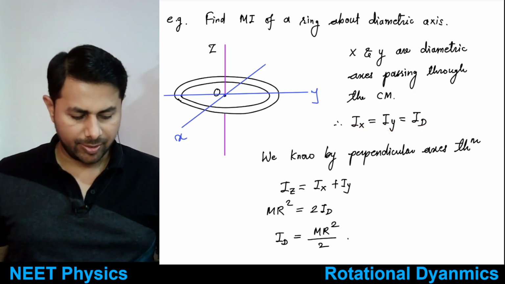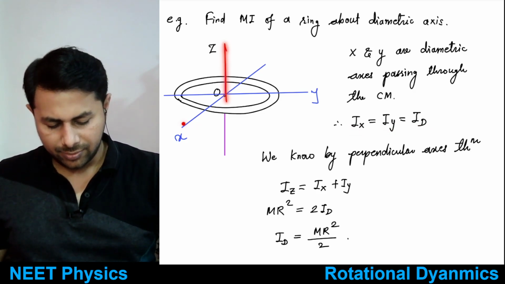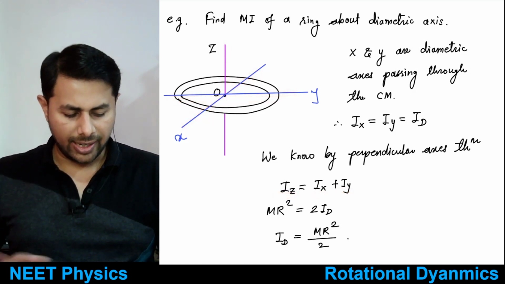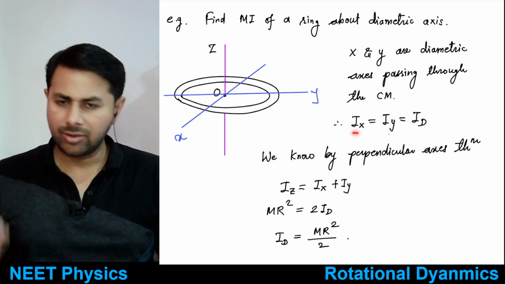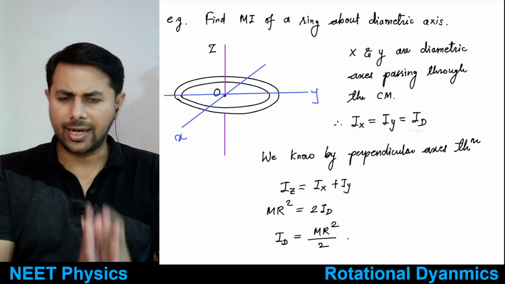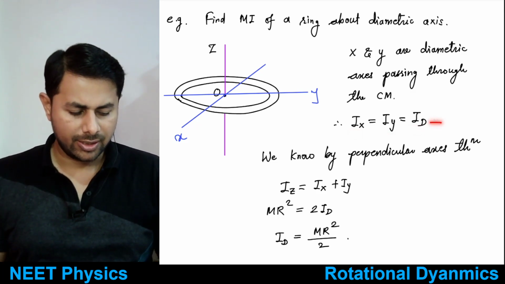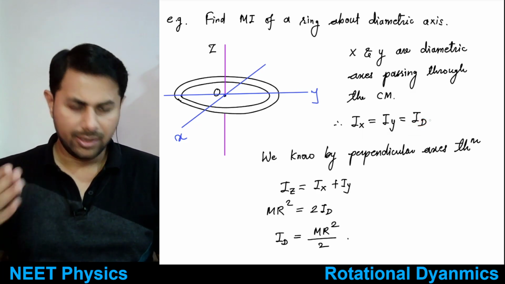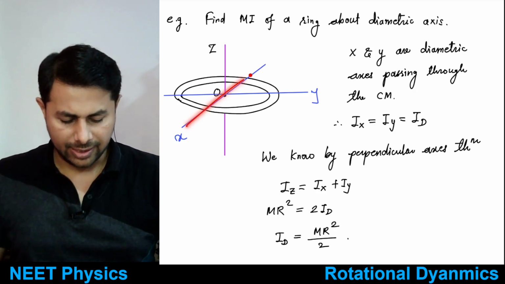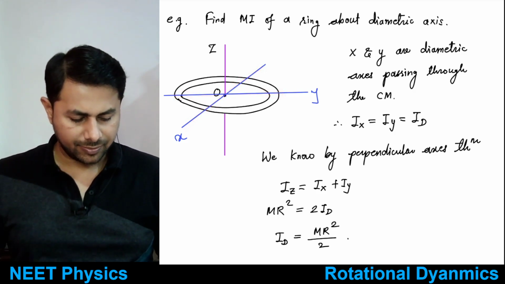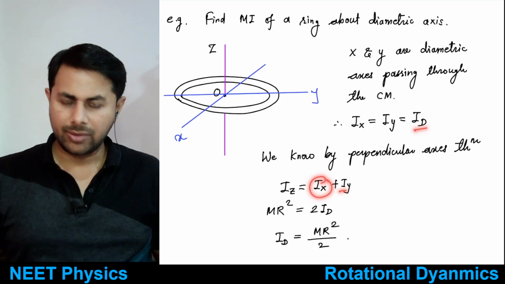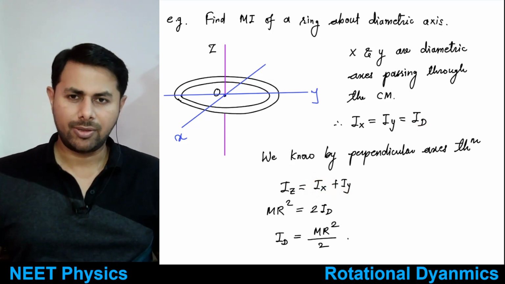Then we apply the perpendicular axis theorem, which is very simple. Iz is equal to Ix plus Iy. So Ix is equal to Iy, and suppose that is I suffix d. What does this mean? It is the moment of inertia about a diameter, d for diameter. So x and y are diametric axes. Ix is equal to Id, and Iy is also equal to Id. Id means moment of inertia about a diameter.